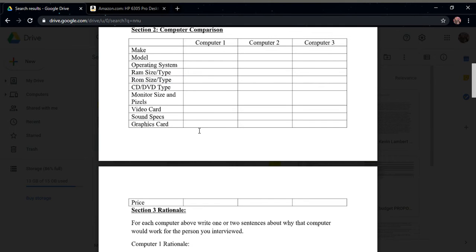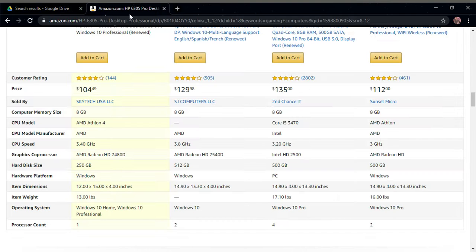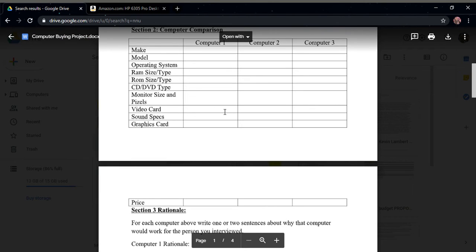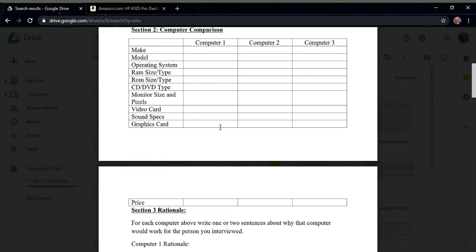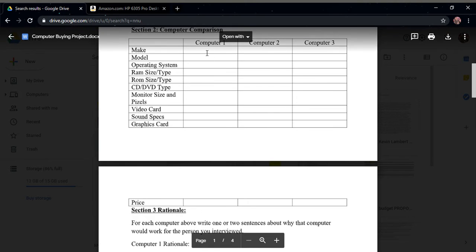Video card, sound specs, graphics card. If it doesn't have a graphics card, just say doesn't have a graphics card. So graphics coprocessor, that's actually your graphics card. So it's a Radeon HD. So you'd put that right there in the graphics card. Not a great graphics card, by the way. And then how much it is. So just fill that in.